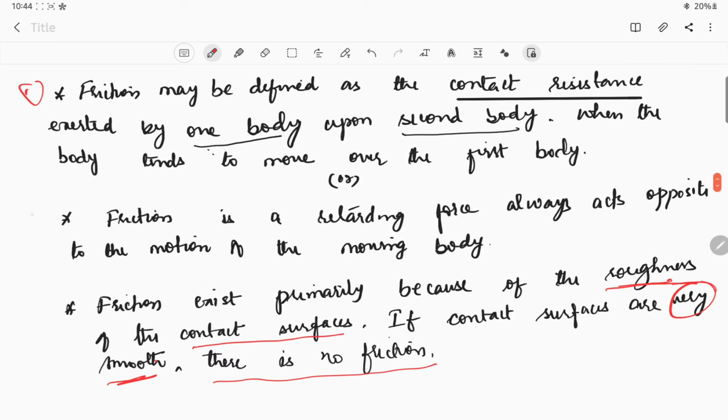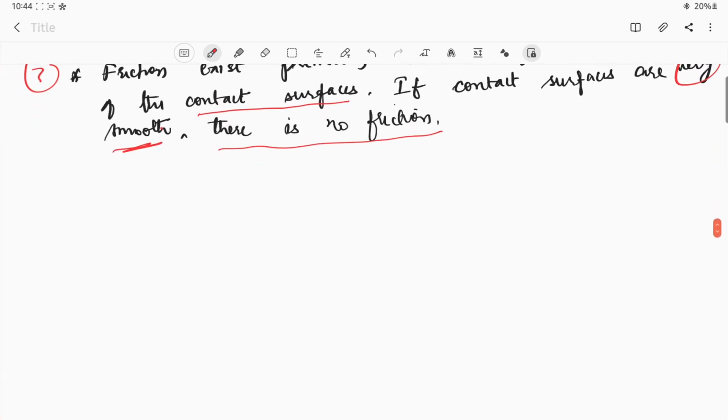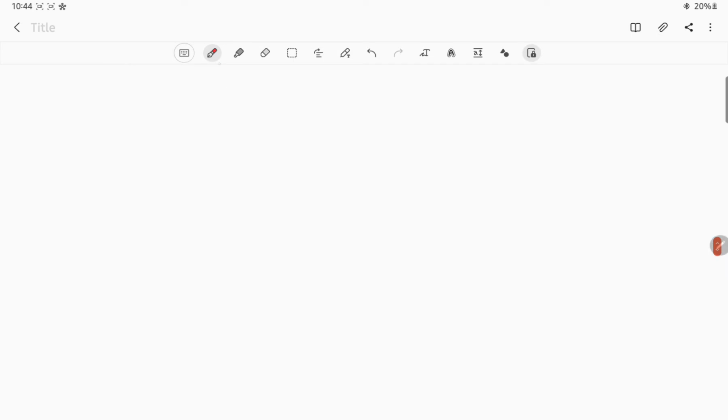This is one point, this is second point, third point. These are very very important whenever they ask you to define friction, or what is the definition of friction, then you have to mention these 3 points very clearly. Now we will move further. I will take down the types of friction.